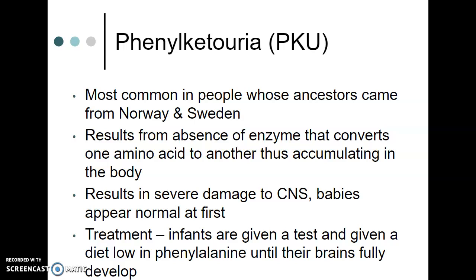PKU is another example of an autosomal recessive trait. It results in severe damage to the central nervous system. Babies do appear normal at first. Every child in the United States is tested for PKU before they're ever given a bottle. The infants are given a test and a diet low in phenylalanine until their brains fully develop.